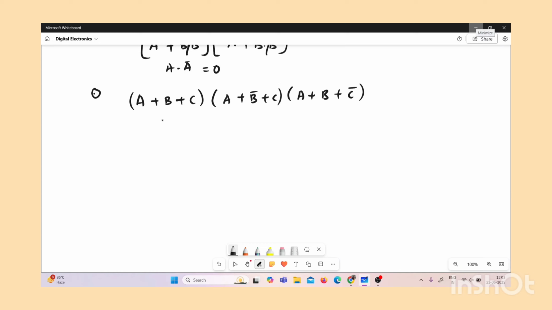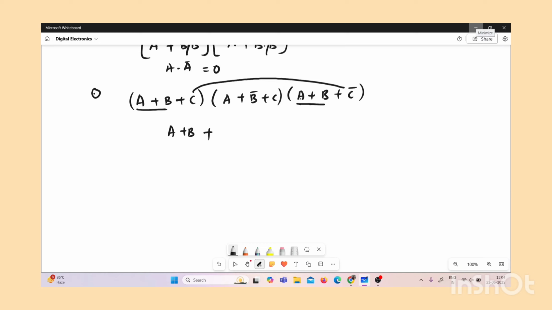So let us consider the first and third terms. In these two terms, a plus b is common. Whatever the variable is common, you need to multiply. So a plus b into a plus b, it is common, a plus b, plus the ones which are not common, you need to multiply.